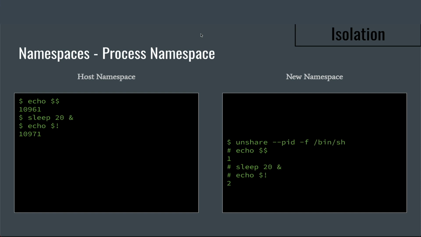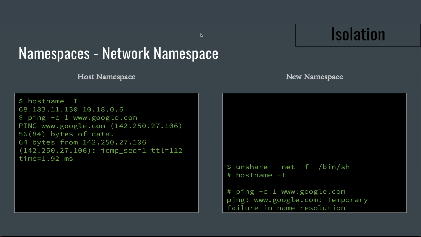Echoing the shell PID shows the shell is running as PID 1, and starting a new process in the background and echoing its PID shows that the new process is running as PID 2. The net namespace isolates networking operations.